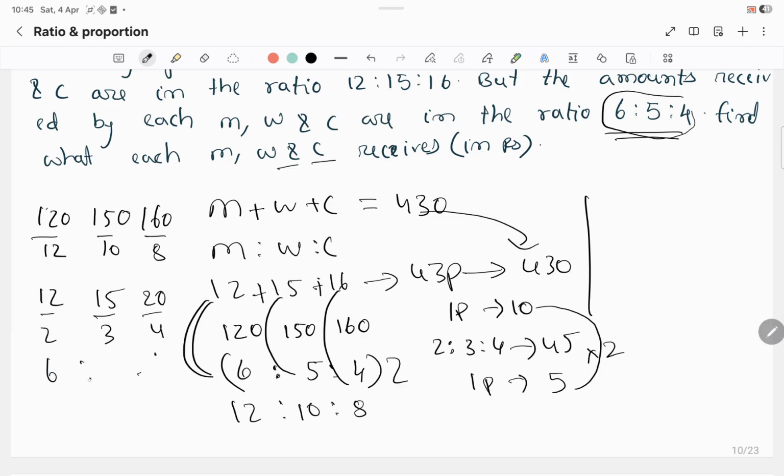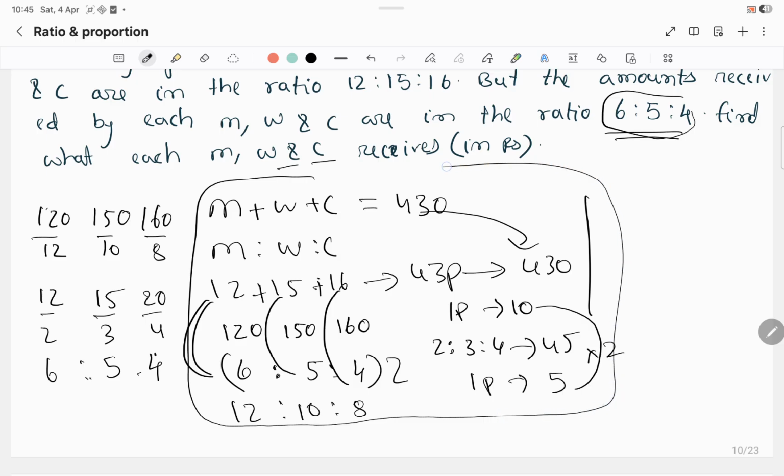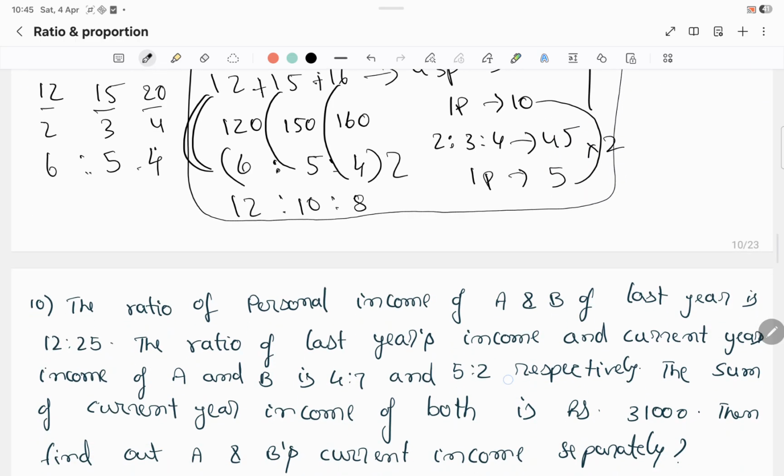Yeah, 6 is to 3, 5s. It must be 4, it should be. Okay, hope you understood this part. Okay, next question.